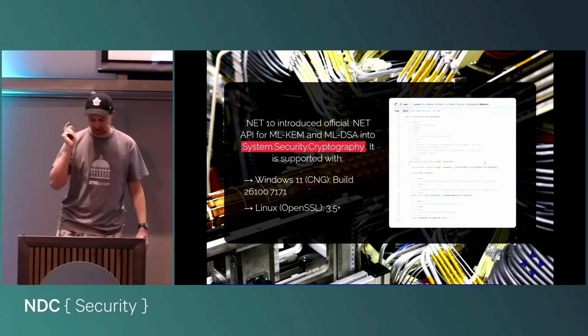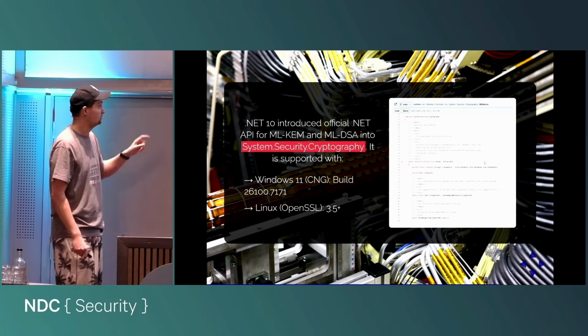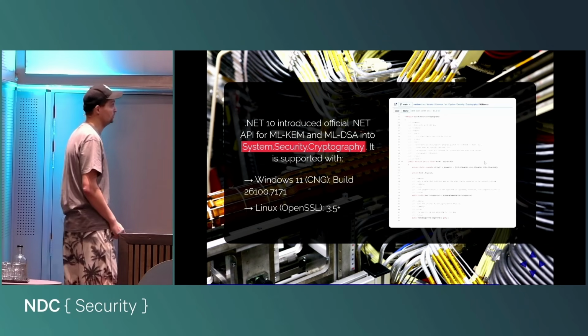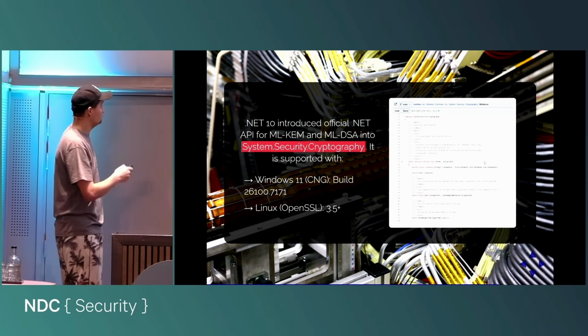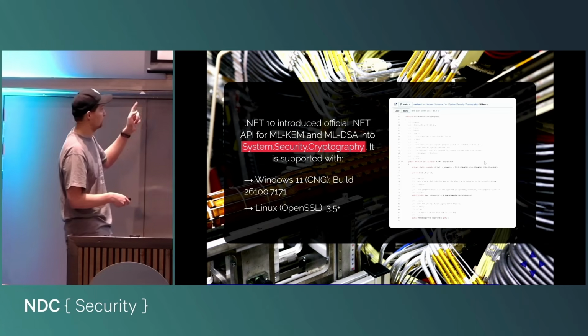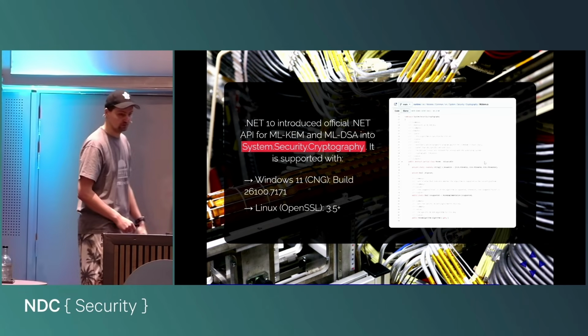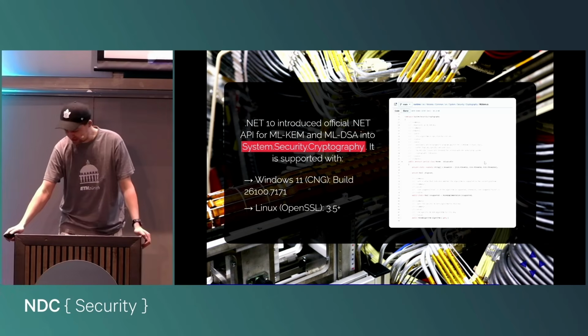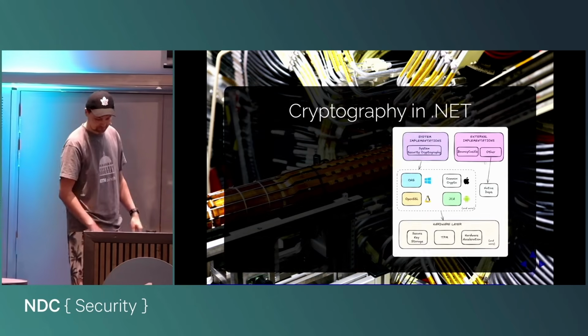So .NET 10 came out at the same time in November, and it included the APIs to actually be able to call MLChem and MLDSA. Again, SLHDSA is also there, but in experimental state. And you need the latest Windows with the latest CNG libraries to be able to take advantage of this, or you need to be on Linux with OpenSSL 3.5. Mac is not supported. This will only come in .NET 11.